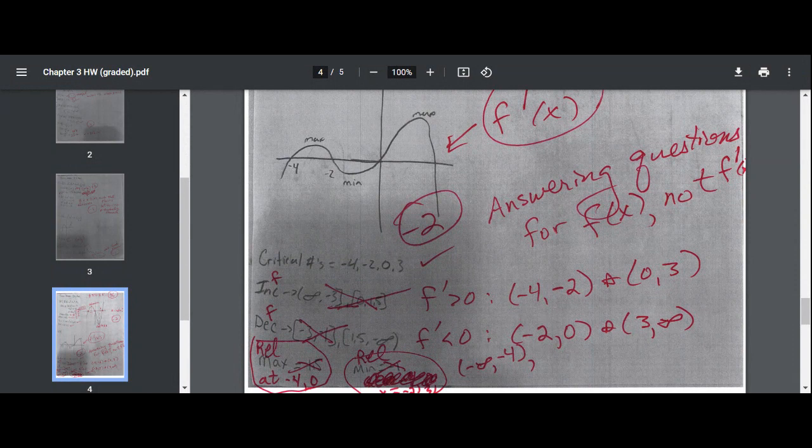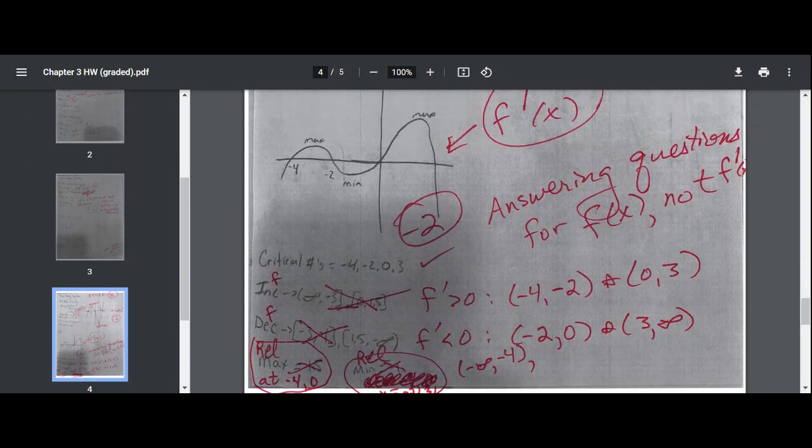Now I'm going to mention one more thing. Where do potential relative extrema, relative maxes and relative mins, occur? When your derivative is 0 or undefined. Those are your critical numbers and possible relative extrema. Because this f prime is not undefined anywhere, it's defined everywhere, the only options for a possible relative max or relative min are when x equals -4, x equals -2, x equals 0, or x equals 3. Does that make sense? Yeah.